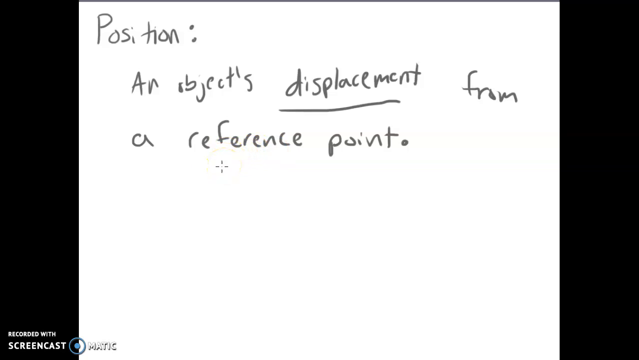What do I mean by a reference point? Well, I just mean a point, any point in space, any point anywhere. Usually in our class, our reference point is going to be 0. That's the easiest reference point to pick.